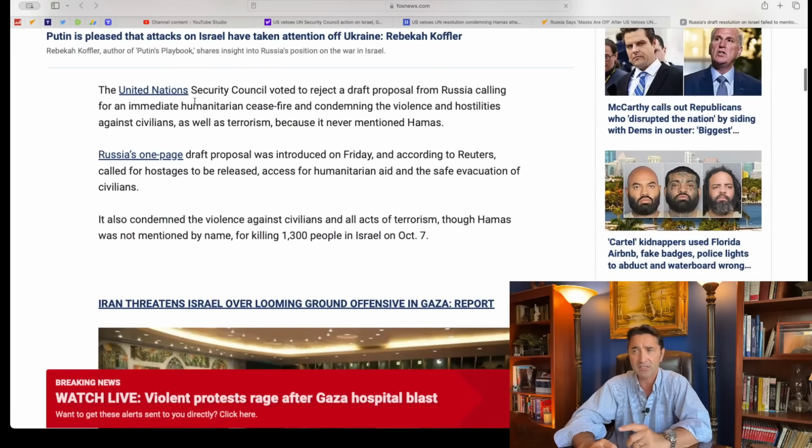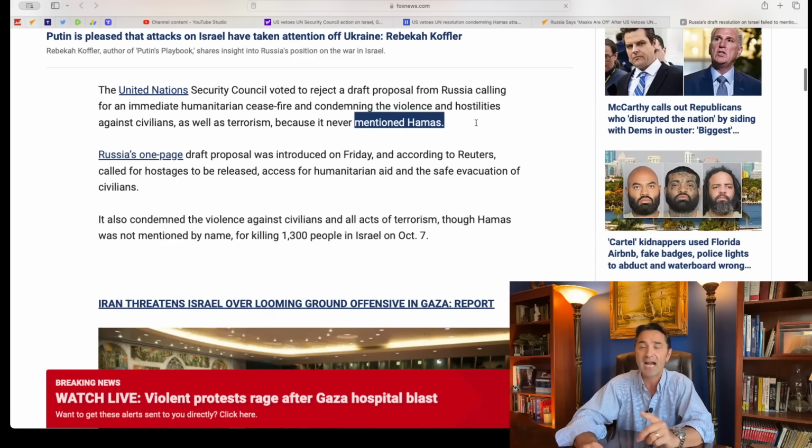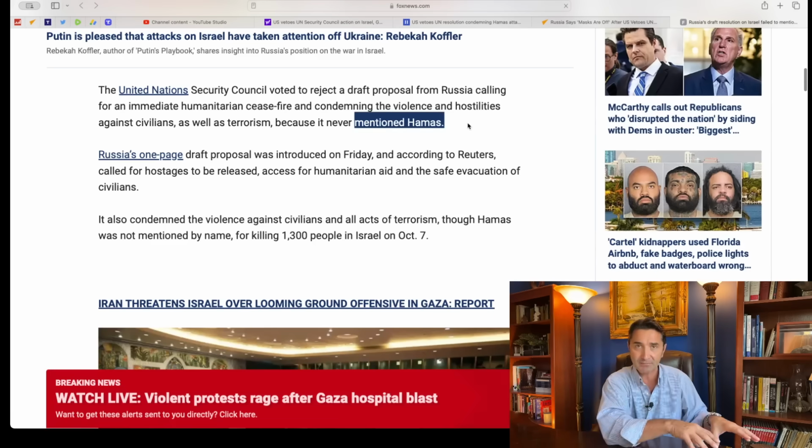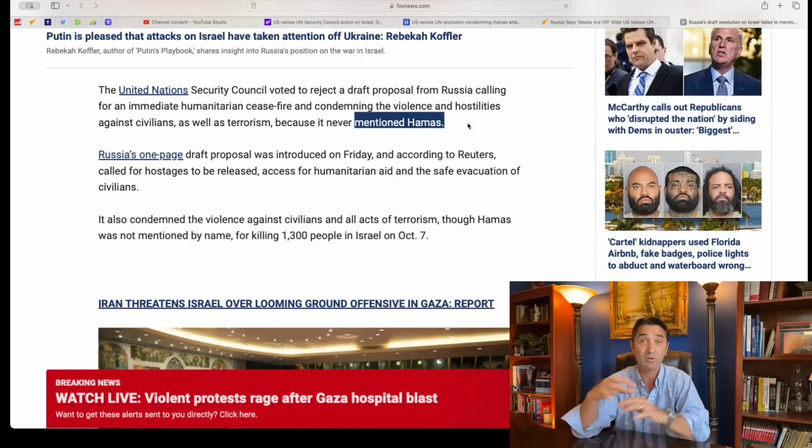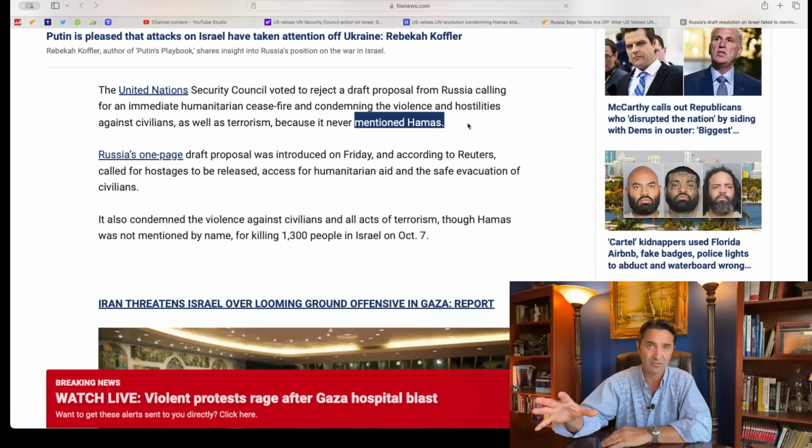And it says here, the United Nations Security Council voted to reject the draft proposal by Russia calling for an immediate humanitarian ceasefire and condemning the violence and hostilities against civilians, as well as terrorism, because it never mentioned Hamas. Okay, so the shoes did not match. It was the first one that was defeated. They did not mention Hamas, the Russians.